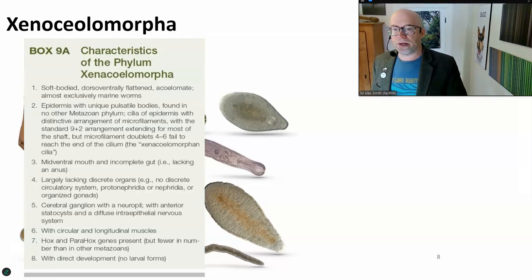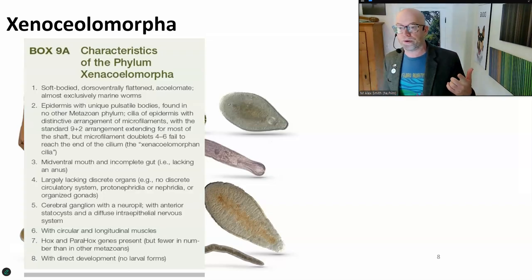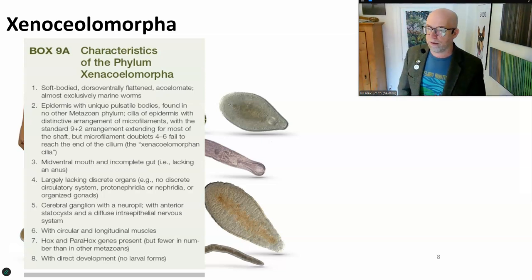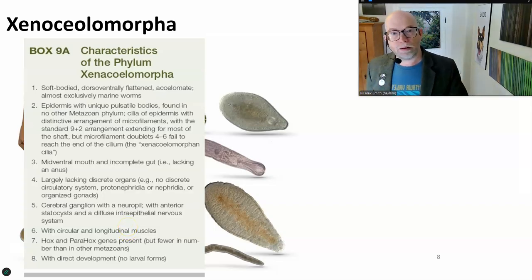They have a mid-ventral mouth and an incomplete gut. That is, they lack an anus. We're going to keep coming back to the anus here. No discrete organs, no discrete circulatory system, no discrete excretory system like protonephridia or nephridia, and no organized gonads. They're a disorganized, very simplified, dorsoventrally flattened thing. And they appear to have direct development, so there are no larval forms known at all. They do have circular and longitudinal muscles, so there is a muscle system.